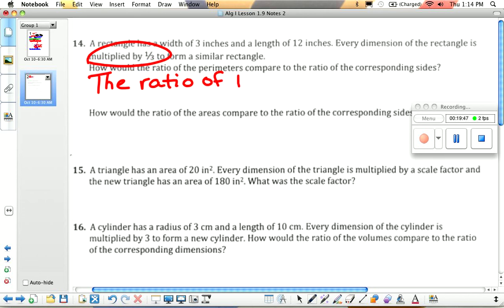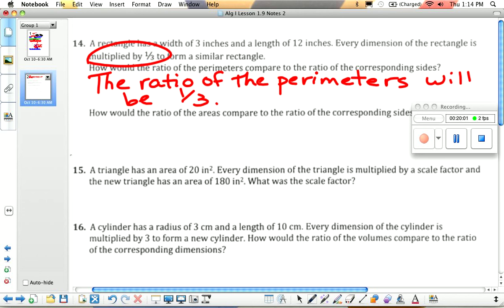We don't even have to find those perimeters. We just know that the ratio of their perimeters will be 1/3, the same as the scale factor. You take the dimensions times 1/3, you just cut the perimeter to 1/3 of what it was.